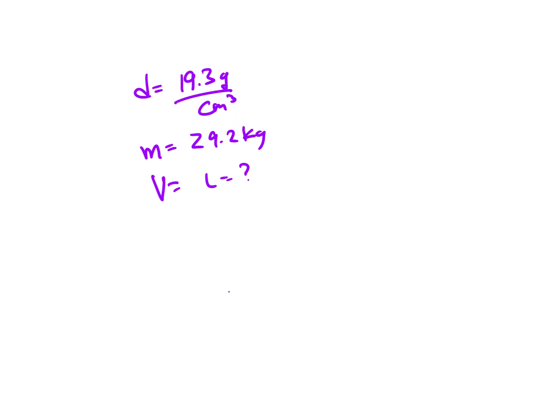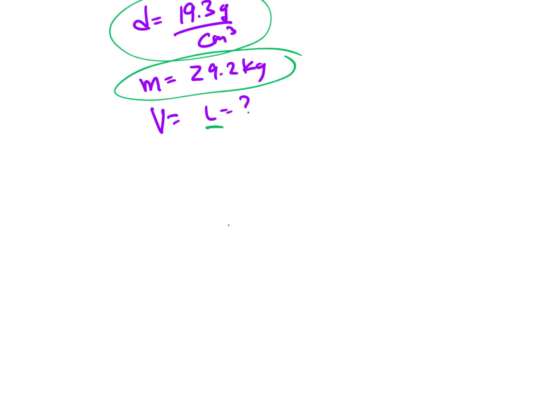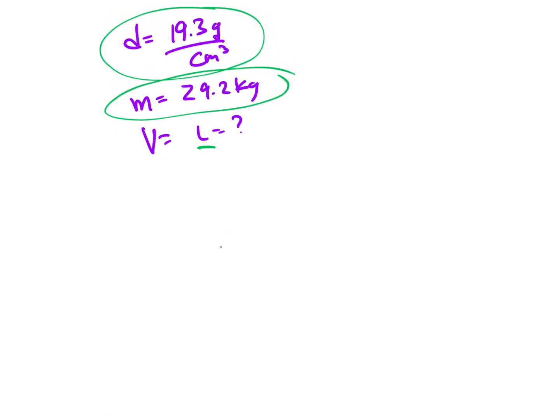So let's start with the mass. We know we're looking for liters. We can either start with the mass or the density, it doesn't matter. But I like to start with what I have. I have a piece of gold in my hand, and that has a mass of 29.2 kilograms. And this right here, to me, looks just like a conversion factor.